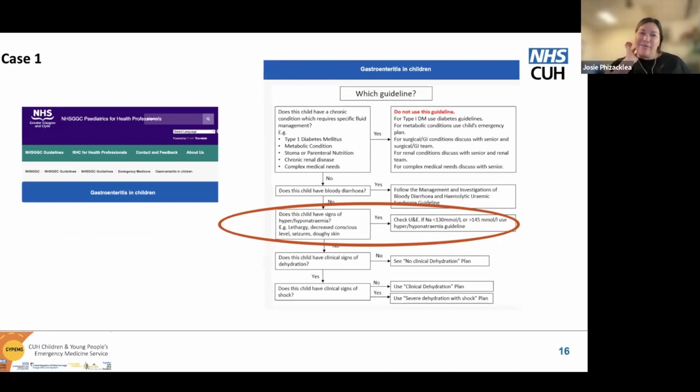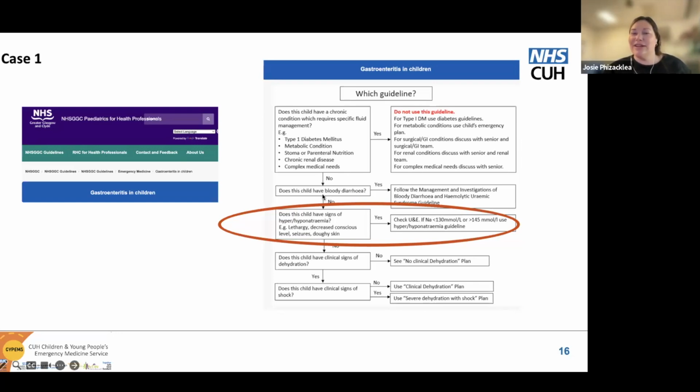And this is where I would recommend having a read through the Scottish gastroenteritis in children guideline, which actually gives a lot more detail probably than the NICE guideline. So it first of all helps you determine which of its guidelines to use. So some useful things to remember: this guideline for rehydration is not for children with diabetes mellitus, with metabolic histories, who are on parenteral nutrition or have stomas, not for chronic renal disease.